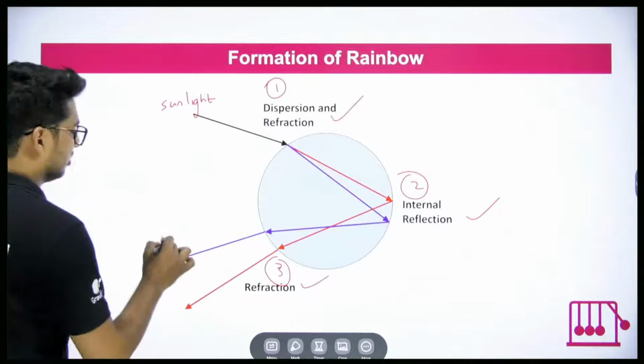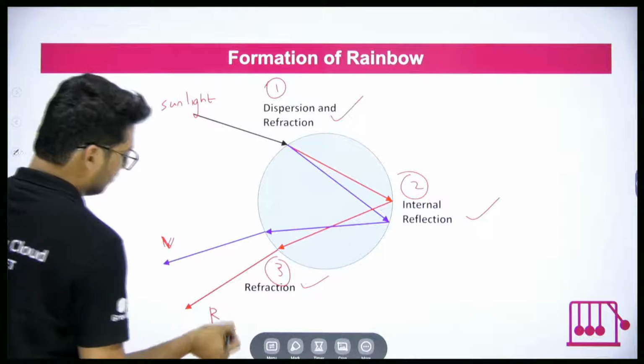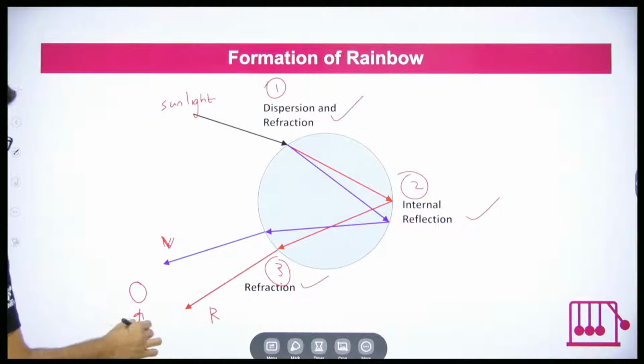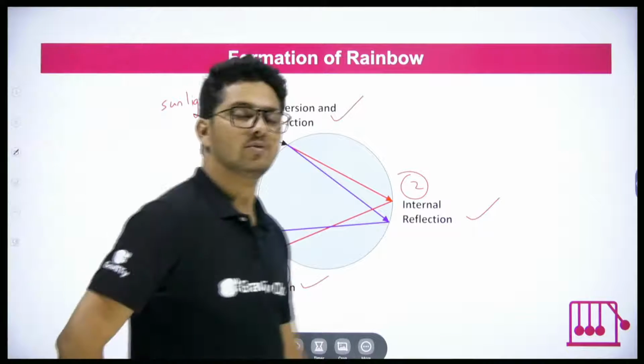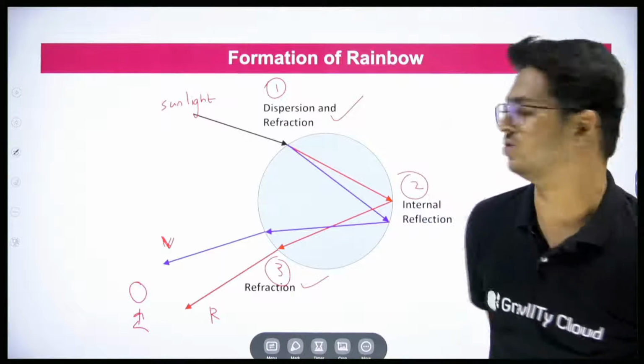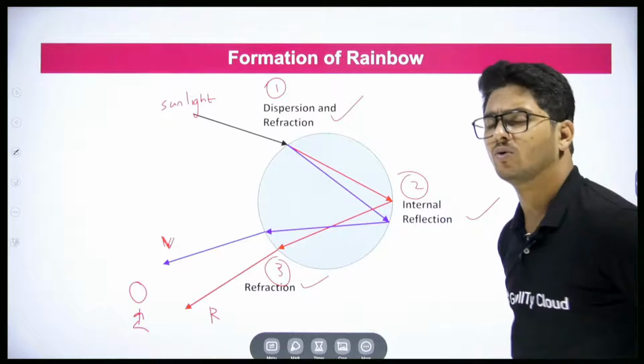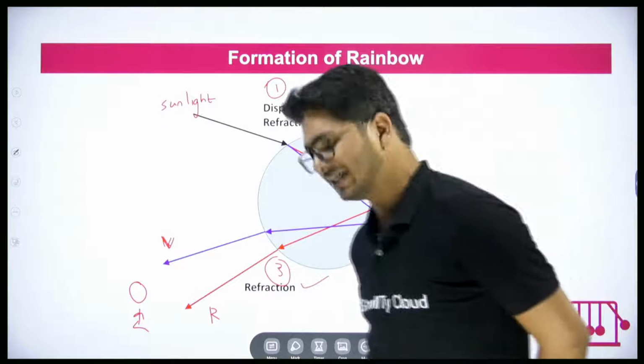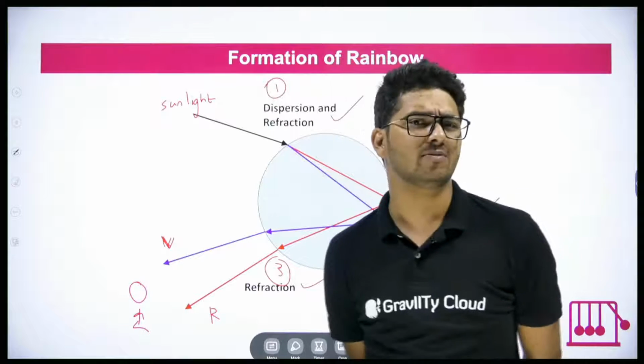As you can see at the end, at the emerging side, there are different colors. You have violet color at the top and red color at the bottom. So if there is someone here, that observer should be able to see both the lights. But there is one issue. Here, how many drops are we talking about? Only 1 drop.